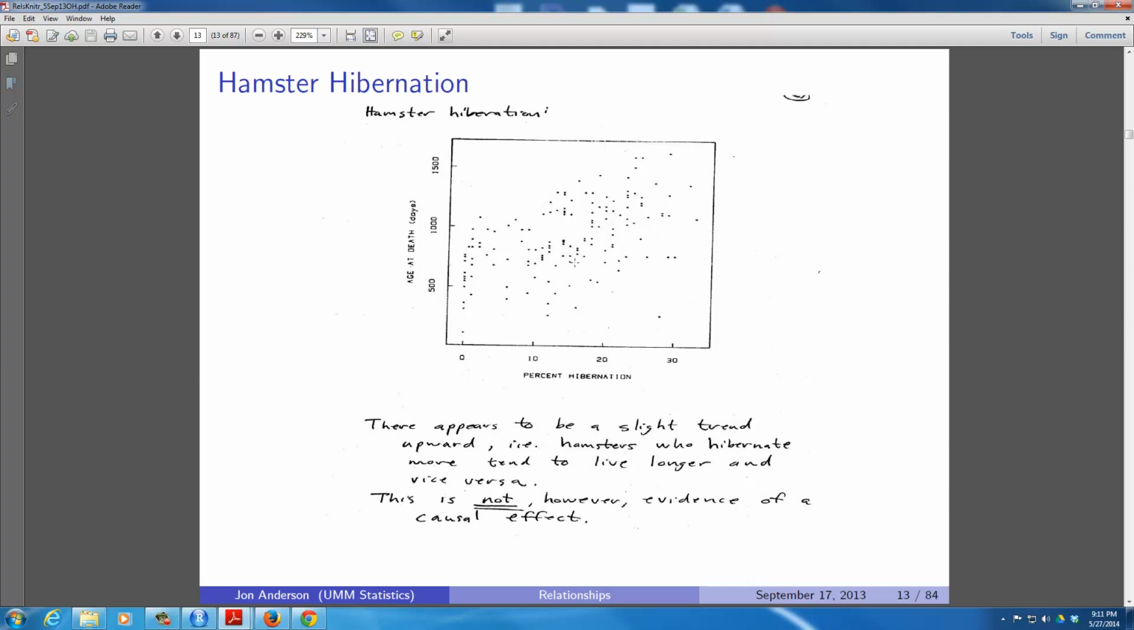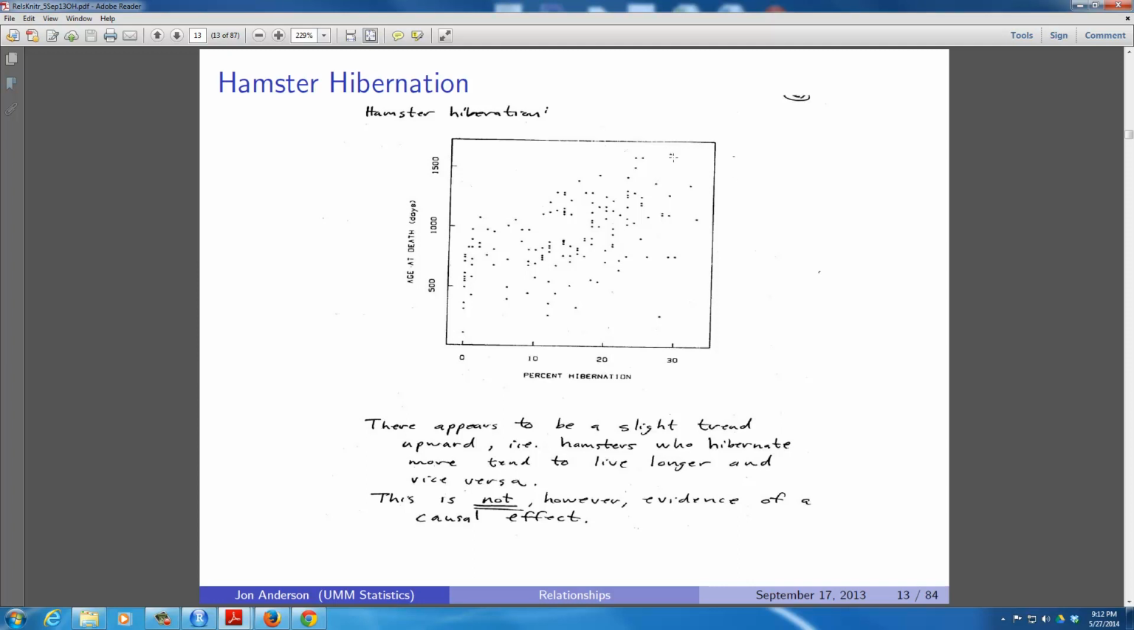And what do you see in this pattern? Well, what would this mean? Well, a point like this right here would mean that the hamster was very hyperactive, almost never resting or hibernating, and they lived only a few days, maybe 100 days or so.